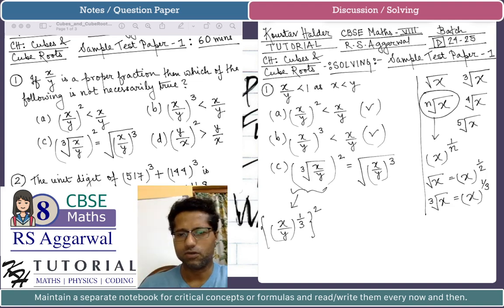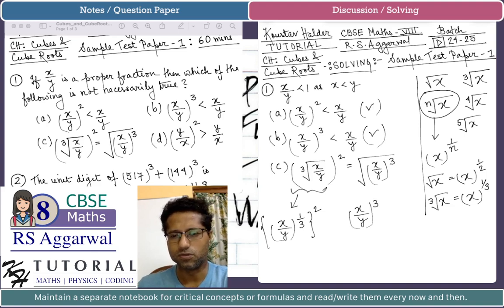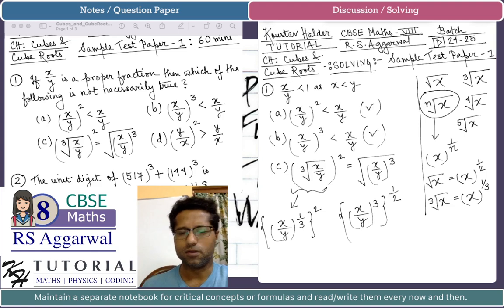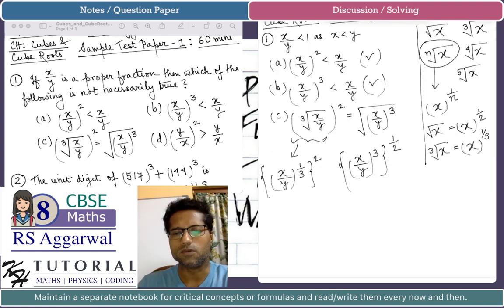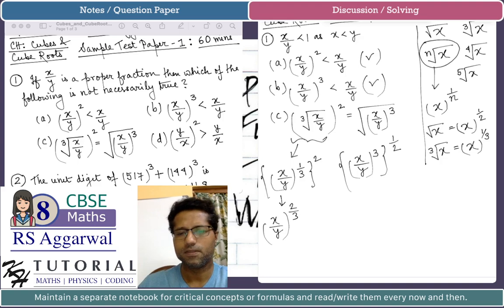And the right hand side of the equality sign is the square root of x by y, the whole cube. Inside the square root we have x by y cubed, and we have its square root, so this will be power half. Now the left side is x by y raised to the power where the two powers 1 by 3 and 2 get multiplied, which becomes 2 by 3, and on the right the two powers 3 and half get multiplied, so x by y to the power 3 by 2.